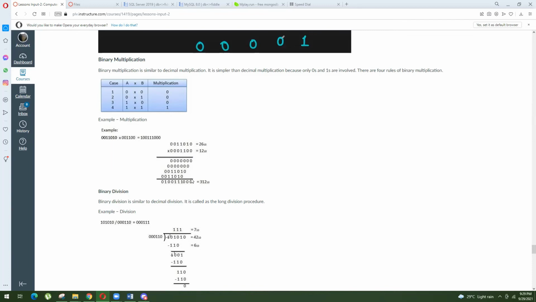And then after that, we just add, so 0, 0, 0, 1, 1, 1. 1 plus 1 is 0. Carry over 1. 1 plus 1, 0. Carry over 1. Okay. 0 plus 1 is 1. Then 0. So this will be the answer.